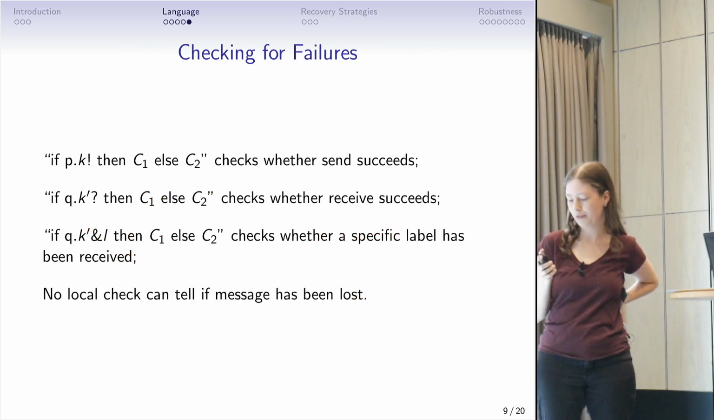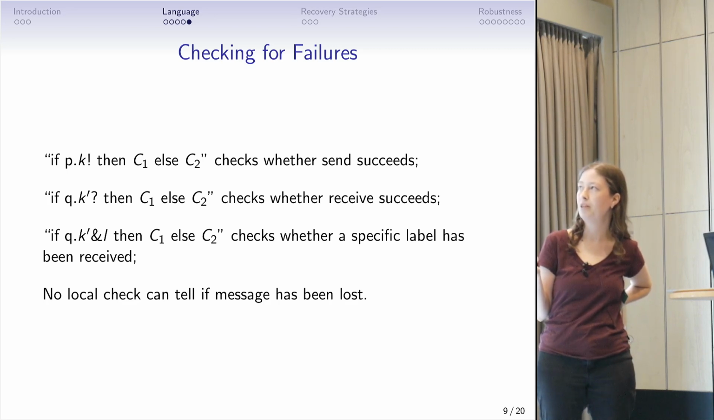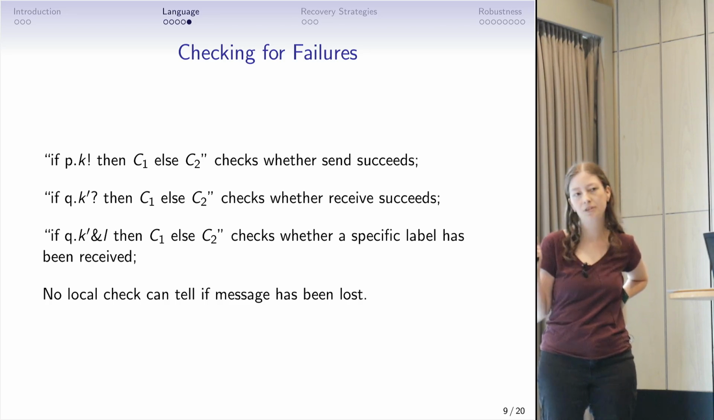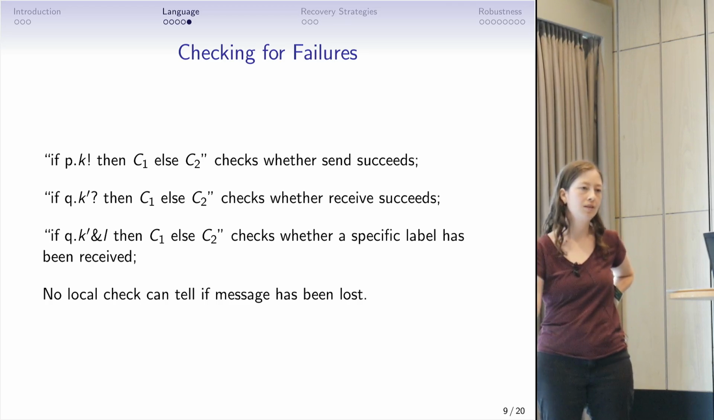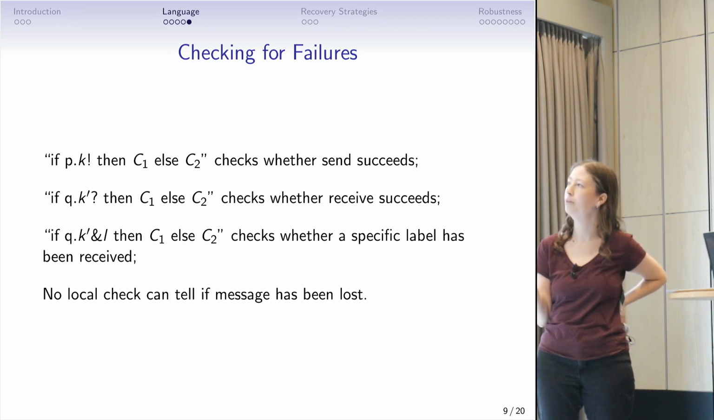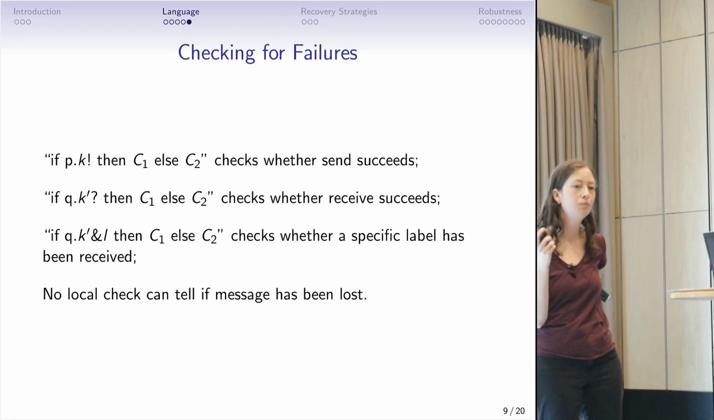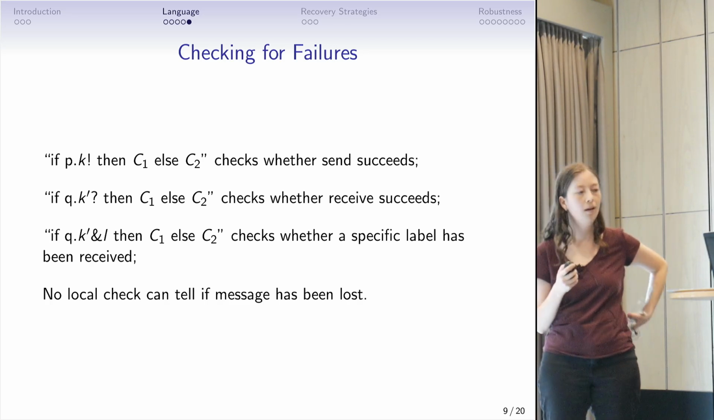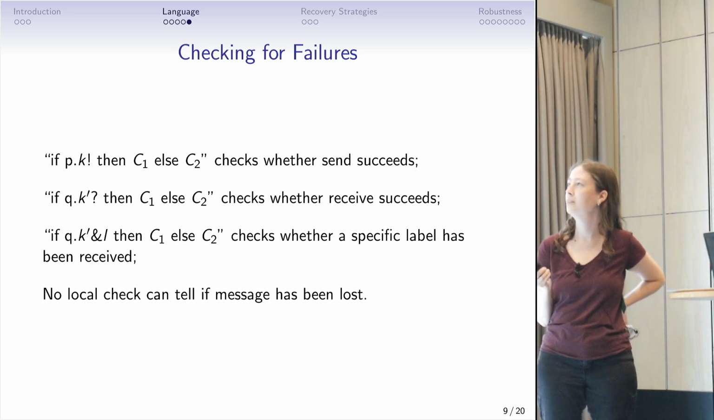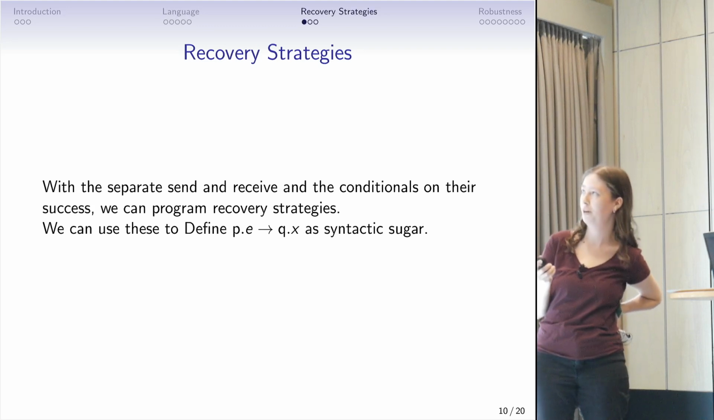So how do we do that? We have some conditionals. First of all, we have a conditional on the sender: if we've successfully sent, then we do this, otherwise we do that. If we've successfully received, then we do this, otherwise we do that. If we've successfully received a specific label, which is how we communicate a choice from P to Q, we send a label, then we do this, otherwise we do that. Of course, we can't check locally whether messages have been lost, so that makes things more complicated, but we can at least check for some failures. And using these conditionals, we can program some recovery strategies.